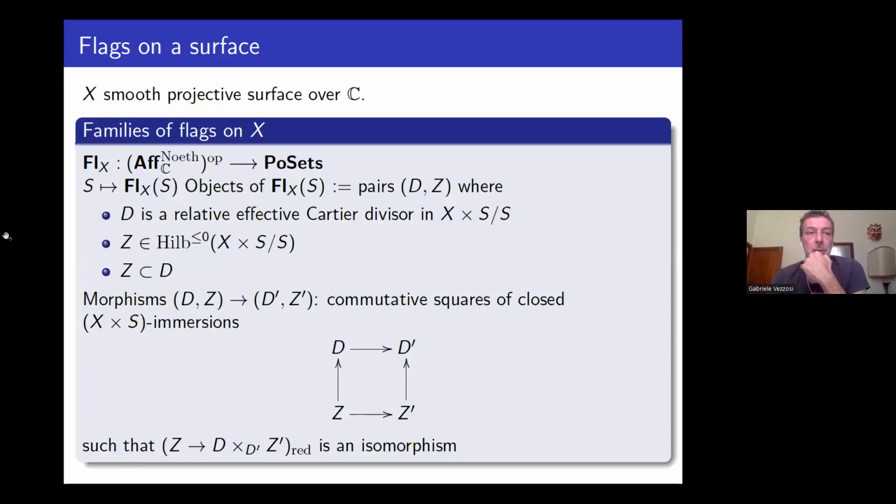So let me first introduce these objects. We fix X now to be a smooth projective surface over C.